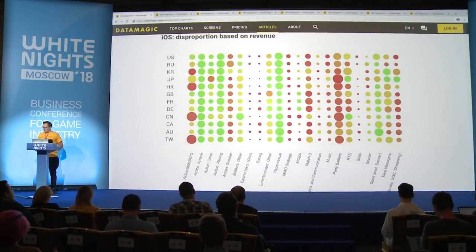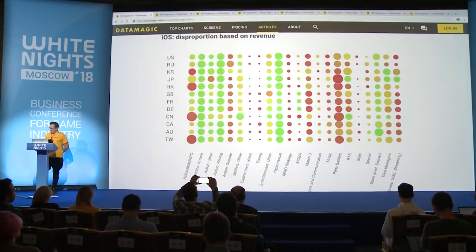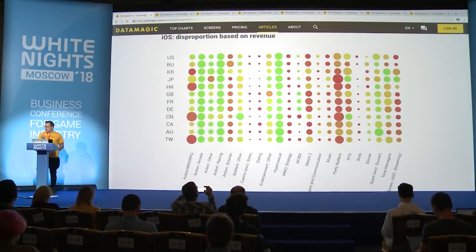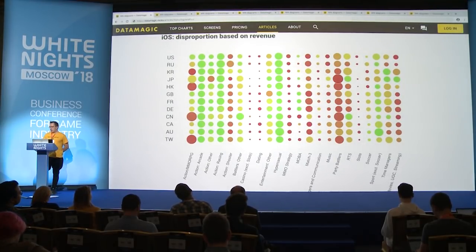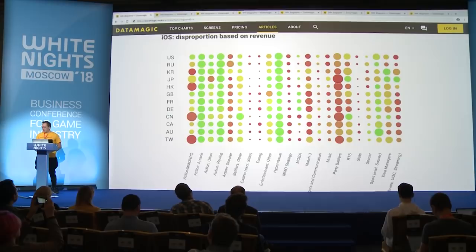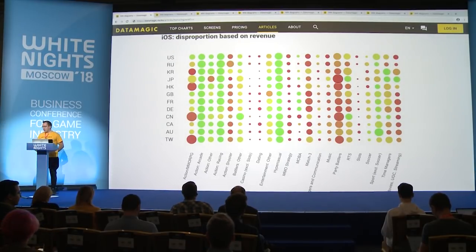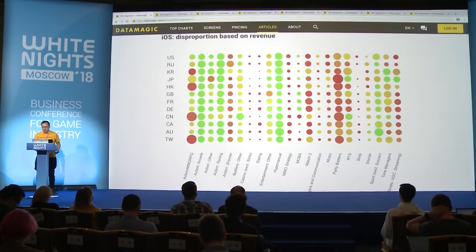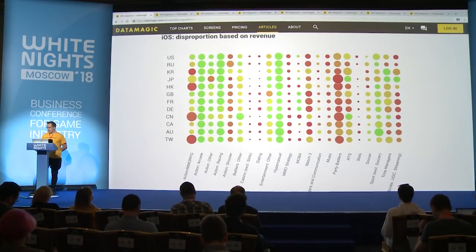For example, we see that MMO strategies and dating and casino apps and slots have a really small share of featuring compared to the revenue share they bring to platforms. At the same time, we see green columns for action, arcade, and for racing games, for example, and for hyper-casual games. It means that the featuring share these apps get is much more than the revenue rate that these genres generate. Let me show you some specific numbers.